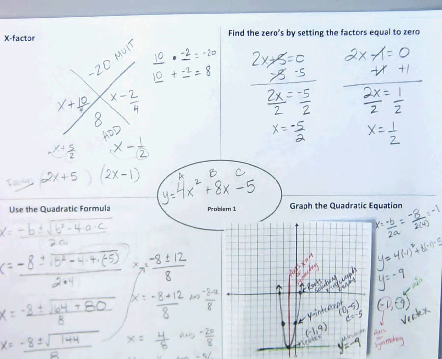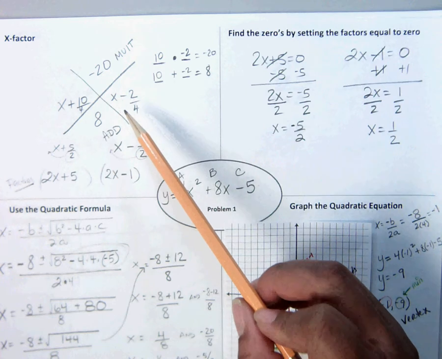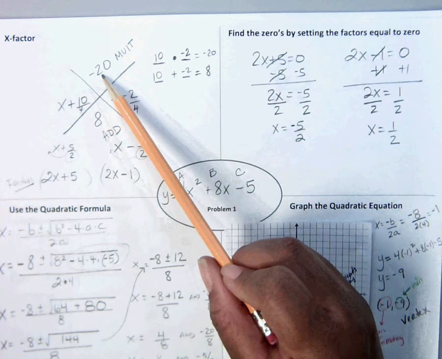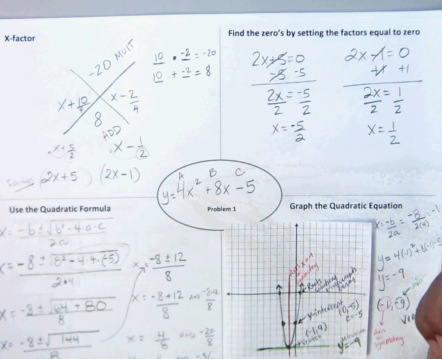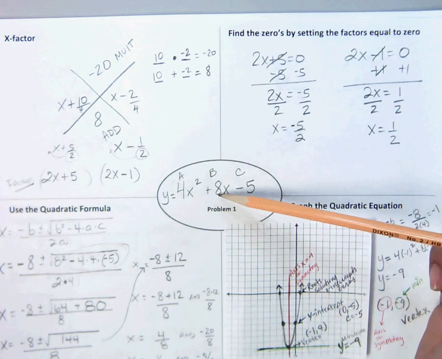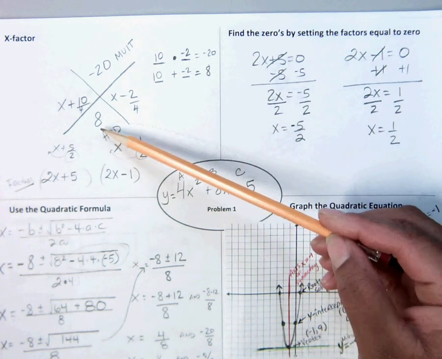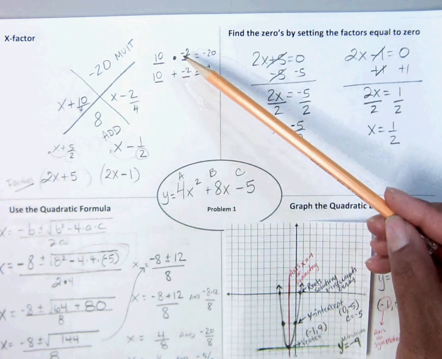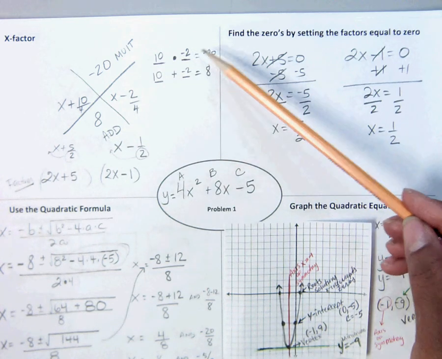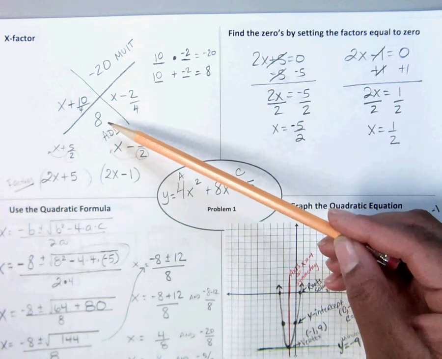This is what problem number 1 should look like when you're finished. Just to review quickly, I've done the x factor. I have put negative 20 at the top because I multiplied a and c. I put 8 at the bottom because it was my b, and I'm multiplying to negative 20 and adding to 8. And that is 10 times negative 2, which gives me negative 20. And then 10 plus negative 2 gives me my positive 8.